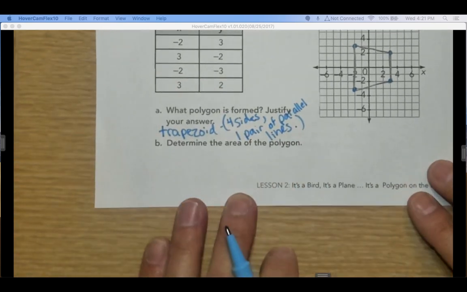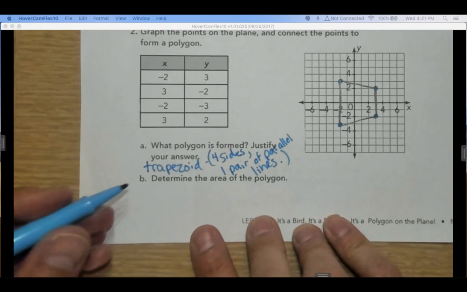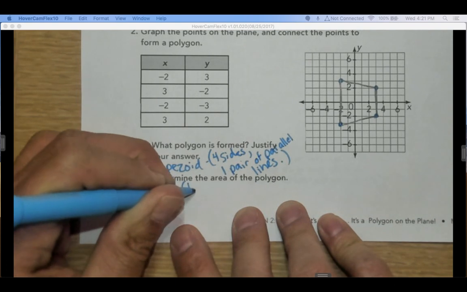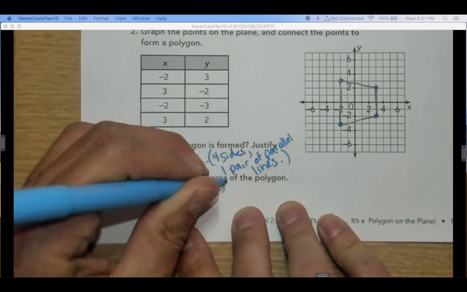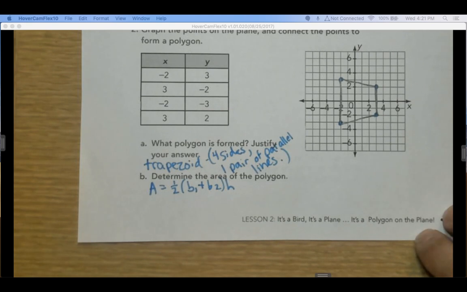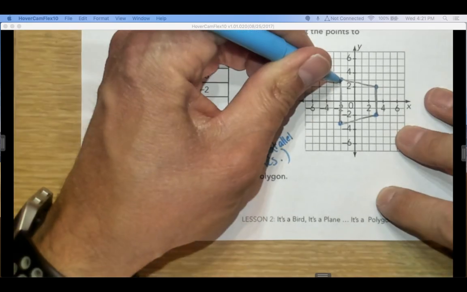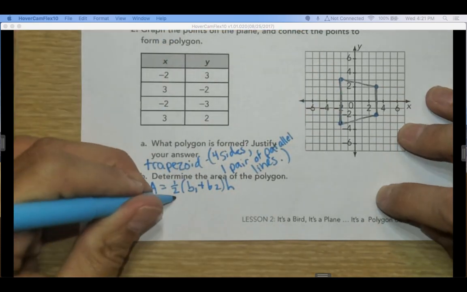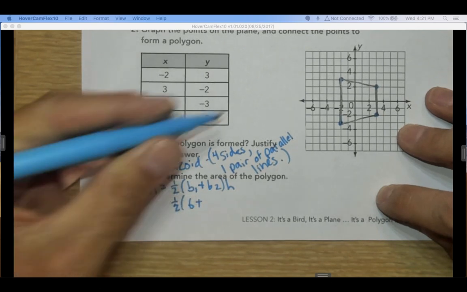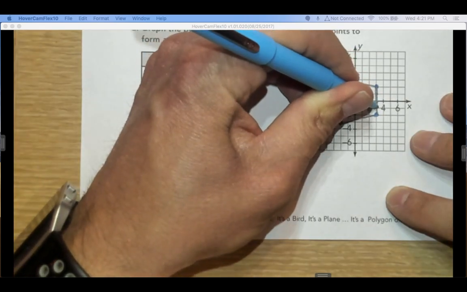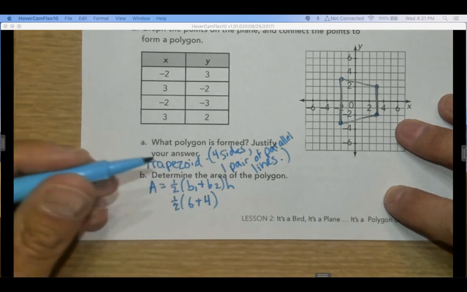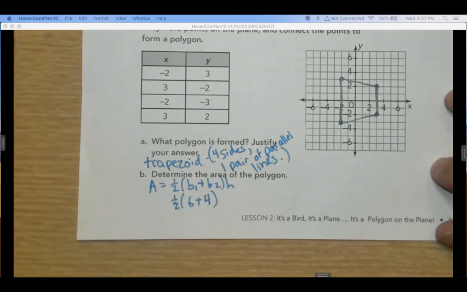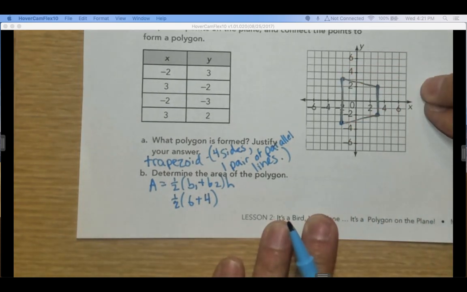Okay. Determine the area of the polygon. This requires me to remember the area is going to be 1/2 times one base plus the other base times the height. And I look at this, and this base is 1, 2, 3, 4, 5, 6. So 1/2 times 6 plus the other base is 1, 2, 3, 4. And the bases are the ones that are parallel to each other. If I let those go forever and ever, they're never going to touch. And so those are the 2 lines that are parallel. These 2 lines are going to intersect someplace over here.